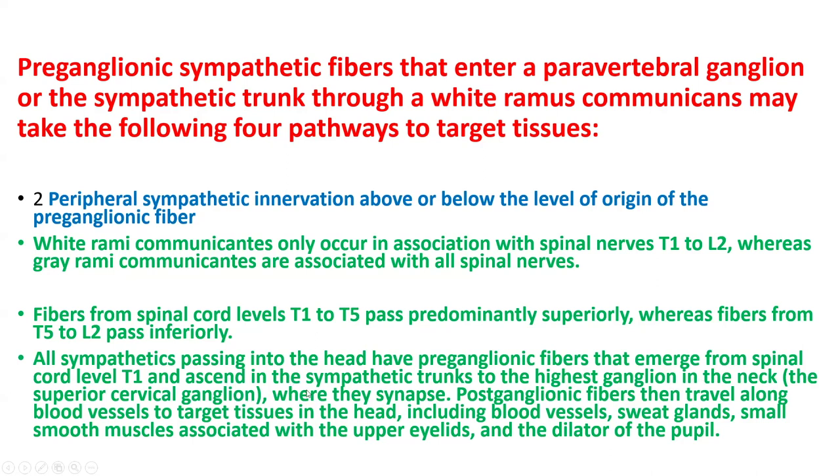cervical ganglion. And then there they synapse with the postganglionic fiber, and the postganglionic fibers always travel along blood vessels. They have to find the blood vessels to reach the target organ in the head. In the periphery, they are supplying the smooth muscle of the blood vessels, the sweat glands, and the small muscles associated with the upper eyelid, and the dilator muscle of the pupil that we are going to discuss. Damage of the ciliospinal center at the level of C8-T1 can cause Horner's syndrome, whose symptoms and signs we are going to discuss.